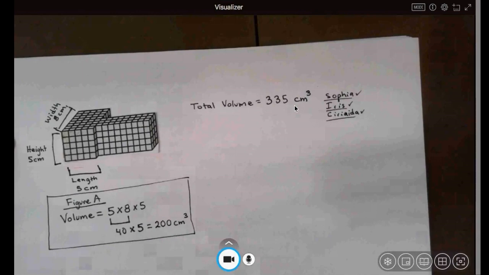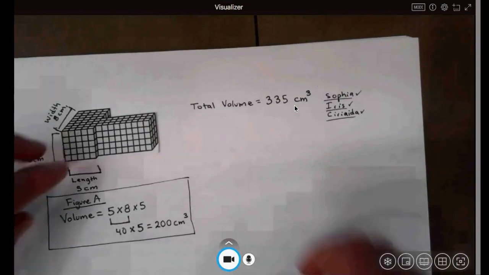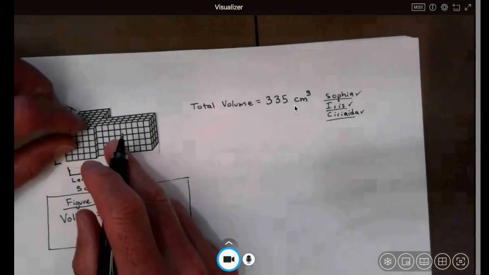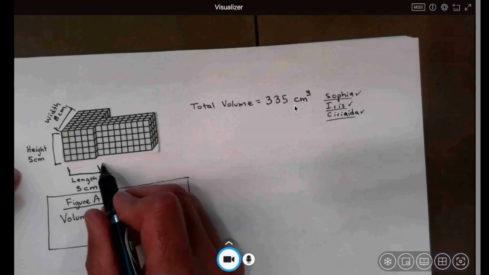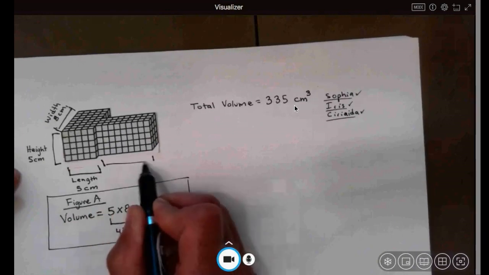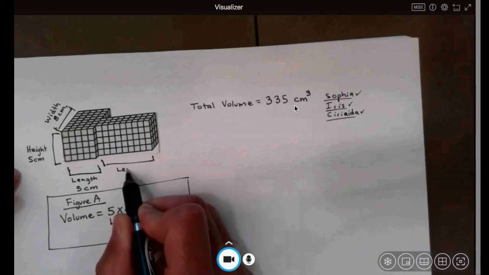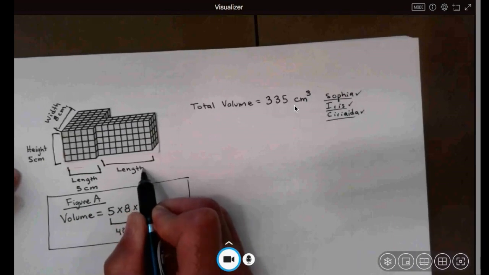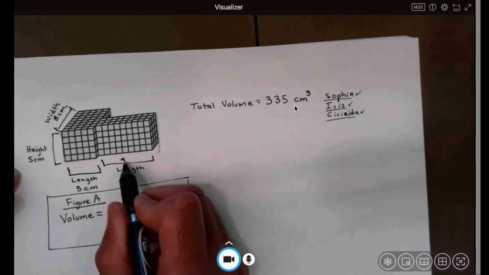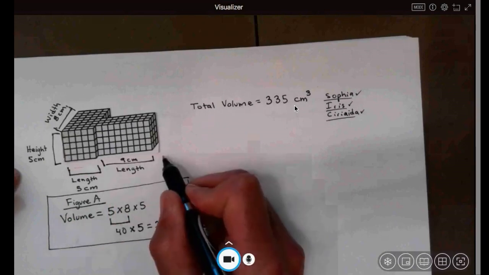What do you do next, Araceli? I label the figure. Okay, and what did you label it? The length is 9 centimeters. So the length, okay, so from here to here, we're going to call that length. And that length is how many centimeters? 9. 9 centimeters, all right.